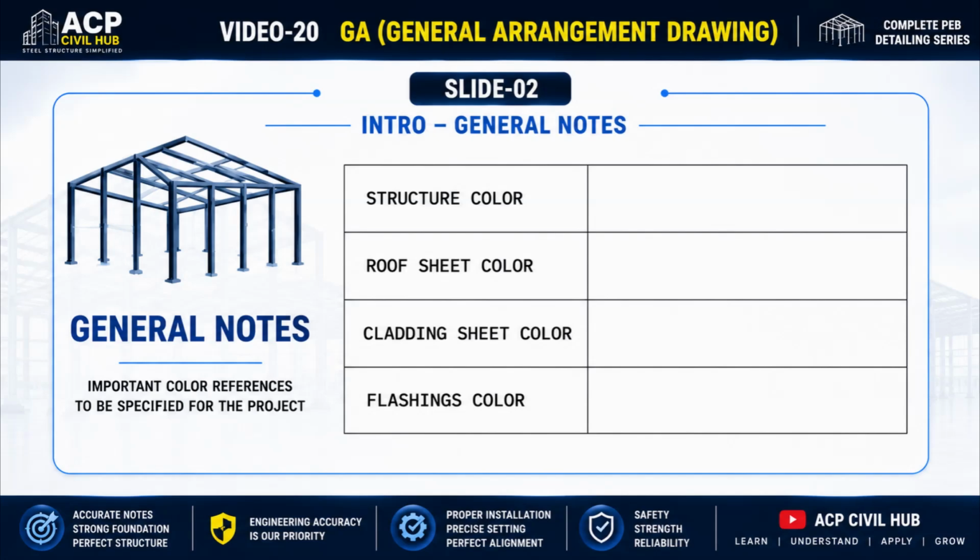Finally, the flashings color defines the finish for flashings installed around roof edges, corners, ridges, gutters, and wall junctions. These color specifications ensure a uniform appearance, help avoid confusion during procurement, and maintain consistency throughout the entire project. In the next slide, we'll continue with the next general note.